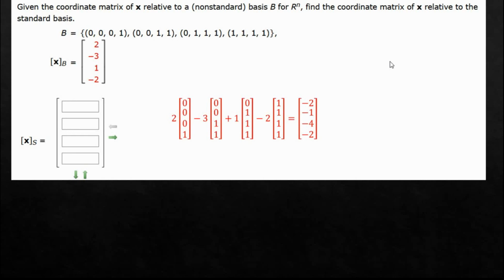Now the problem for this section: given the coordinate vector of x relative to a non-standard basis, this basis that's given here, it says find the coordinate of x relative to the standard basis. So basically this is just a vector x, and it was found by using this basis. So what they want you to do is to find the coordinate matrix of x relative to the standard basis.